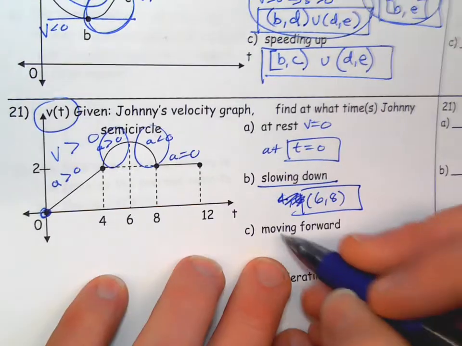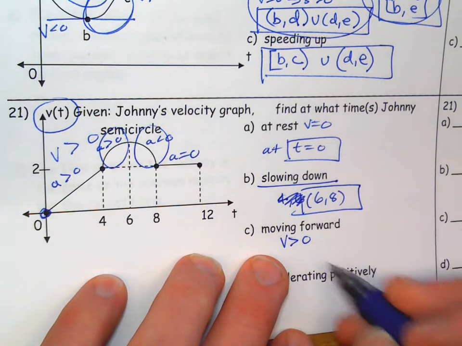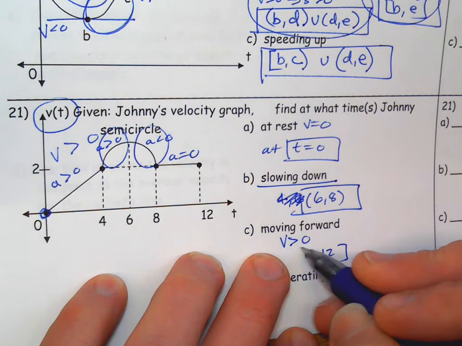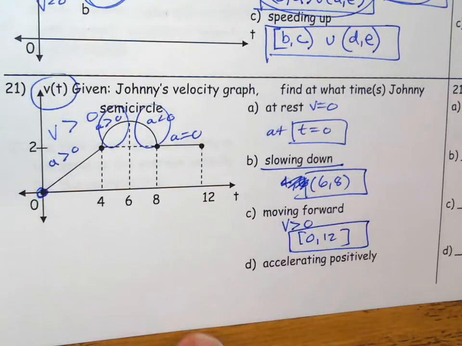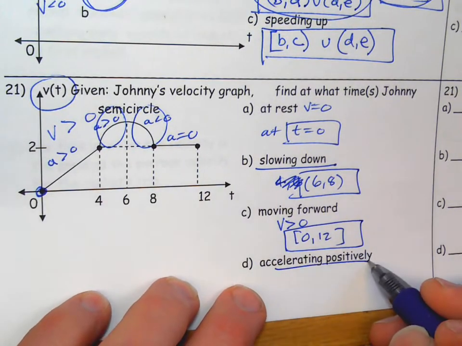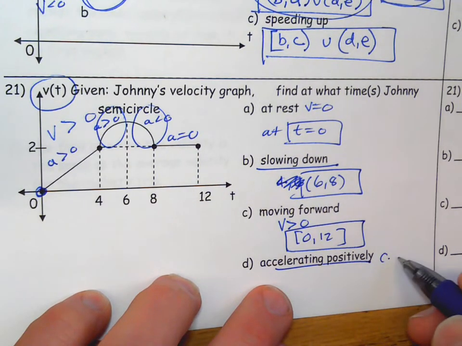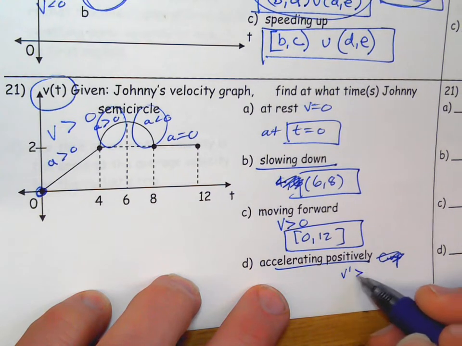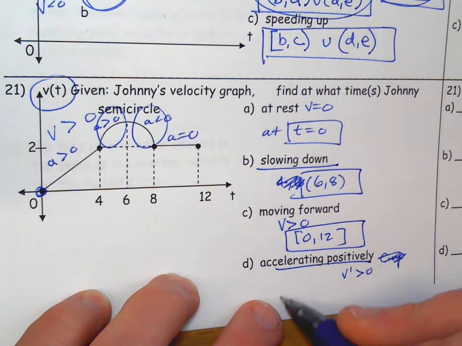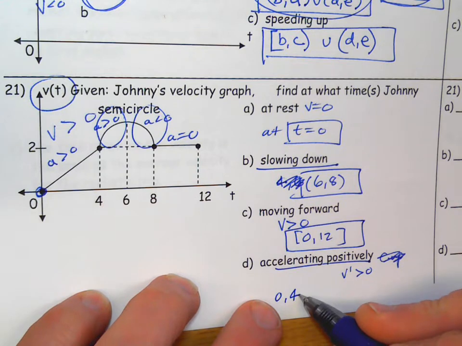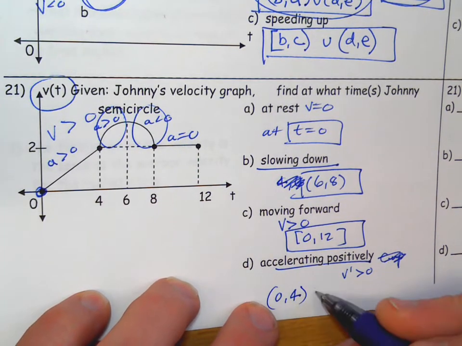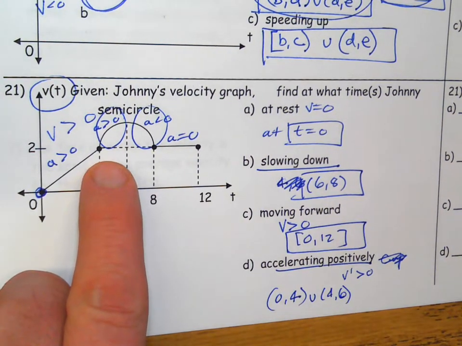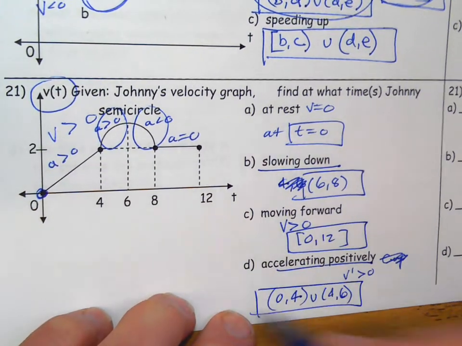Moving forward is just positive velocity, which is the whole time. 0 to 12. Accelerating positively. Positive acceleration means concave up on the original graph, but on this graph, it's a positive slope. So I'd say 0 to 4, and then I'd say 4 to 6. I think we should break it up because at that corner, acceleration isn't defined. So I think we need to break it up.